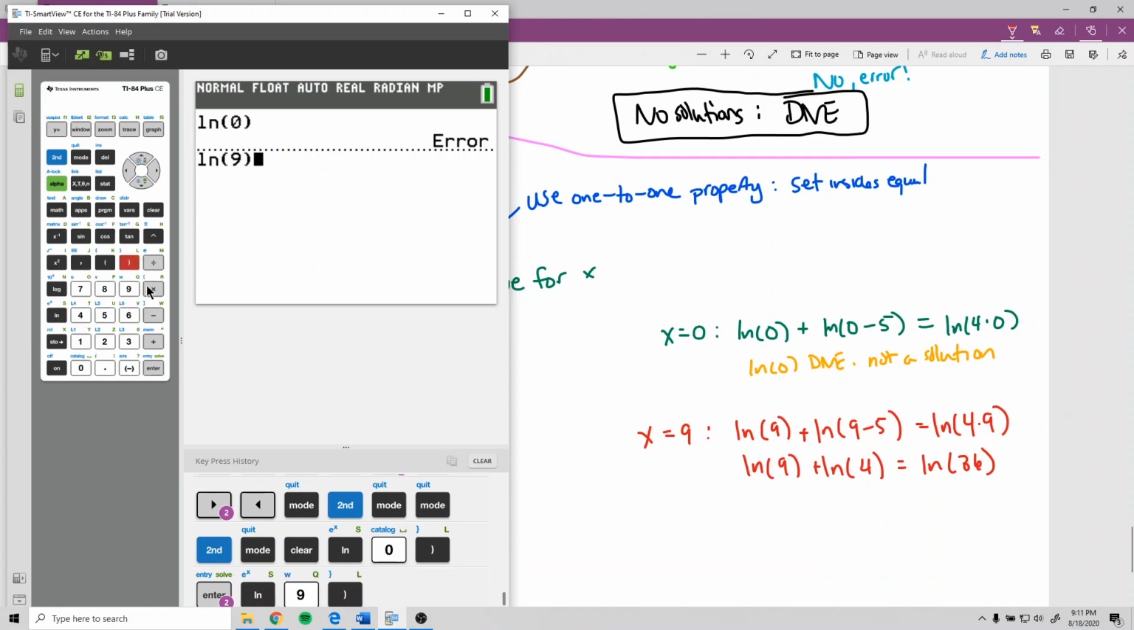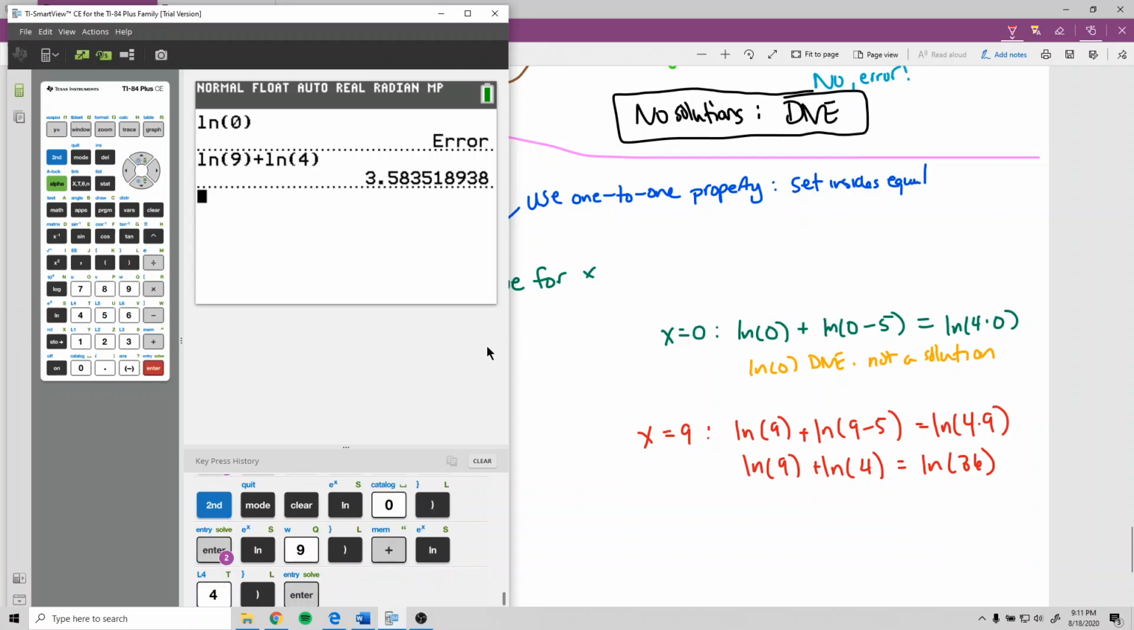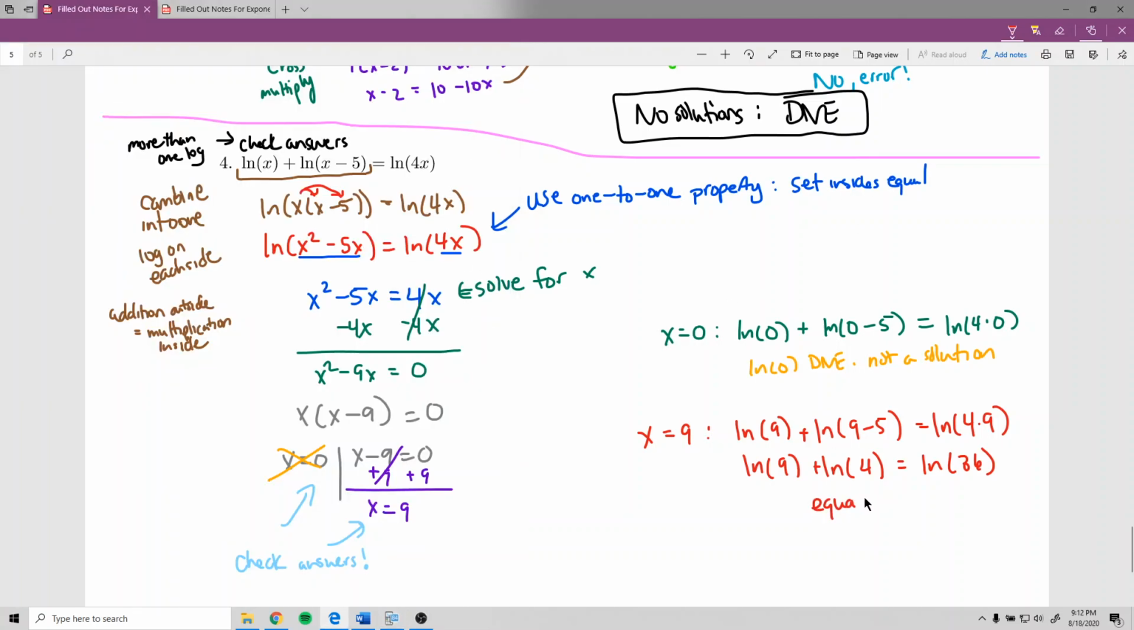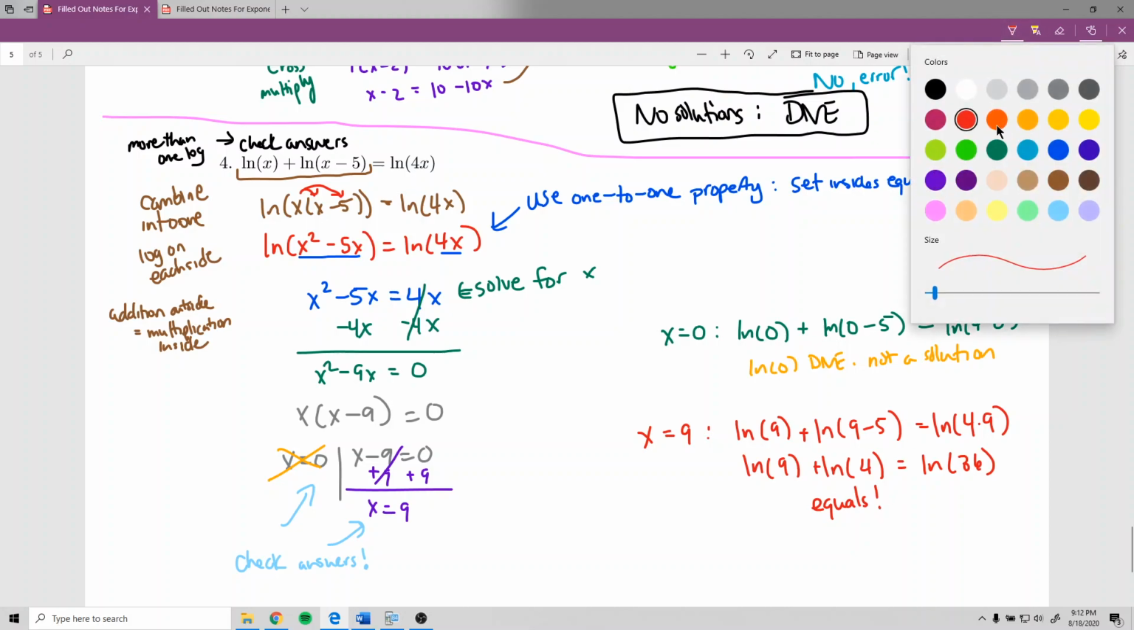ln of 9 plus ln of 4. The left side equals that number. And the right side, ln of 36, equals the same number. Right, so since both sides give us the same number, it doesn't give us D and E on both sides. This is an actual answer. Right, so x equals 9 is the only solution for this one.